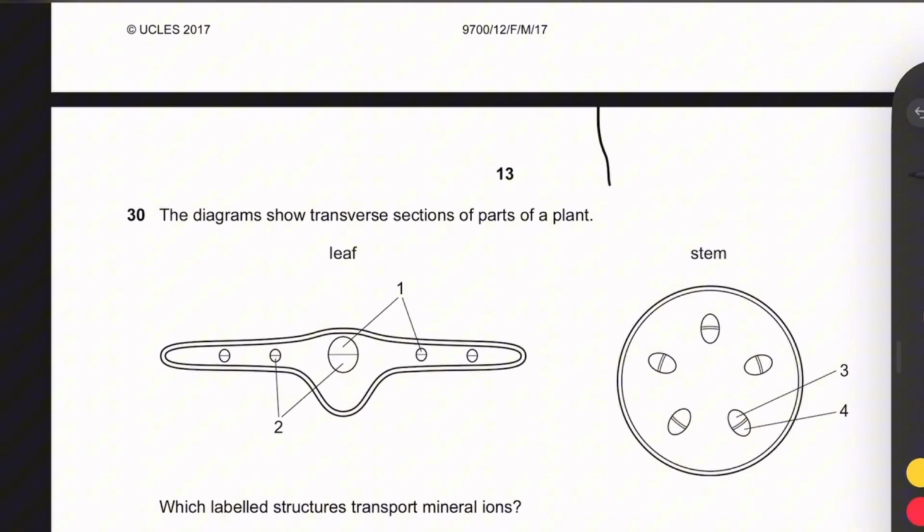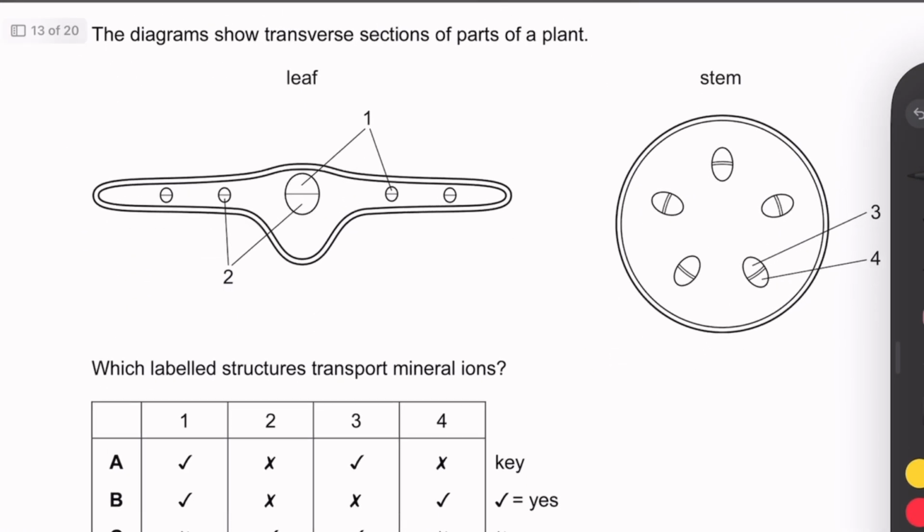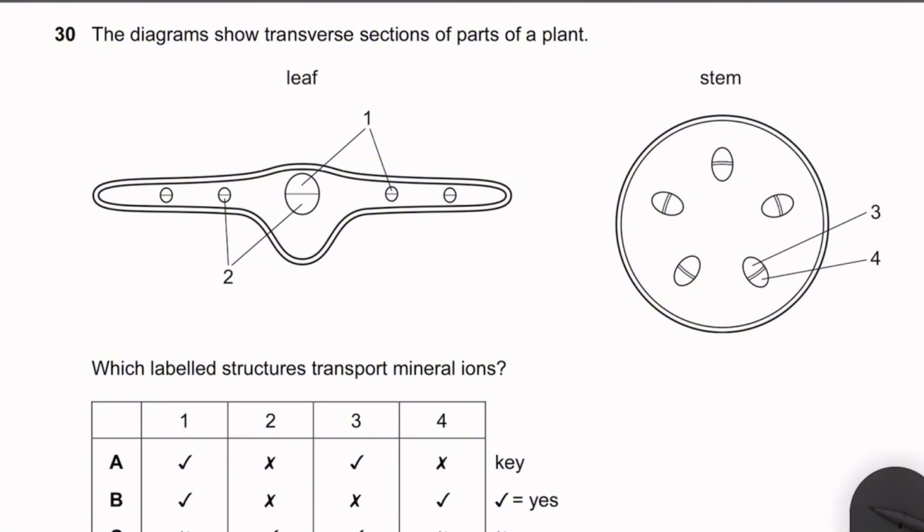The diagram shows transverse sections of parts of the plant. So we have a leaf and a stem. Which labelled structures transport mineral ions? Mineral ions are transported in the xylem. 1 is the xylem and 3 is the xylem. So 1 and 3, however 2 and 4 are wrong, so yes, A.